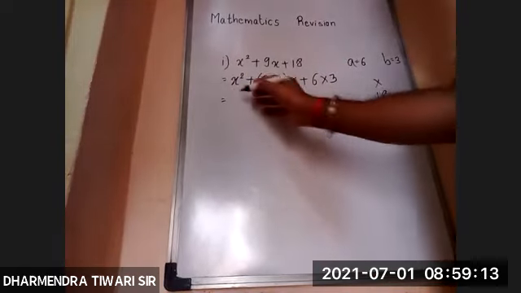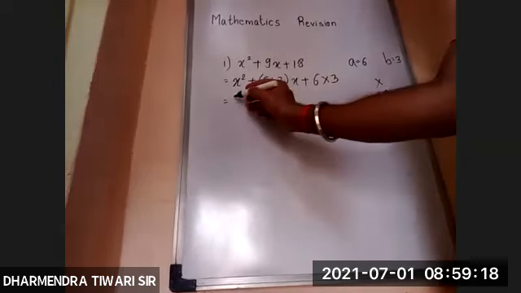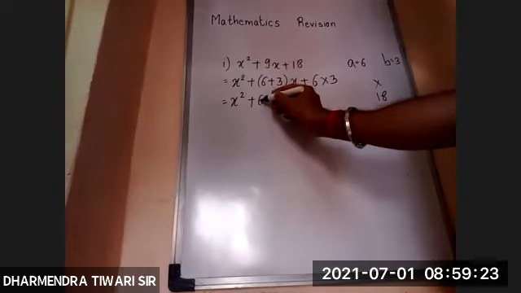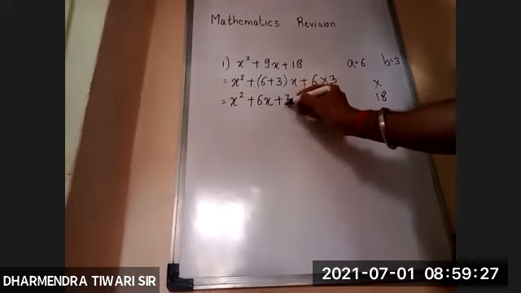Try to understand. Now open the bracket in order to take the common, as we are here to find the factors. x square, 6x, 6 into x is 6x, plus 3 into x is 3x.